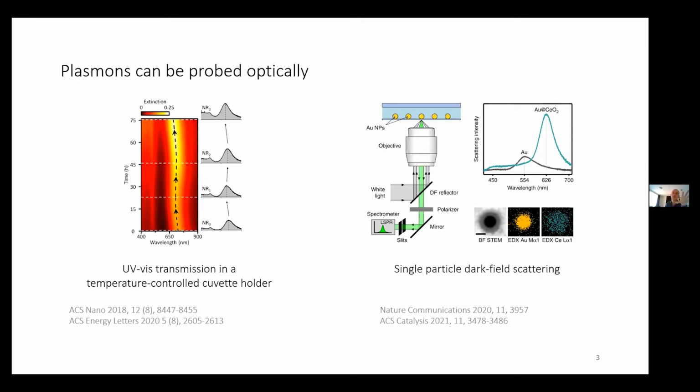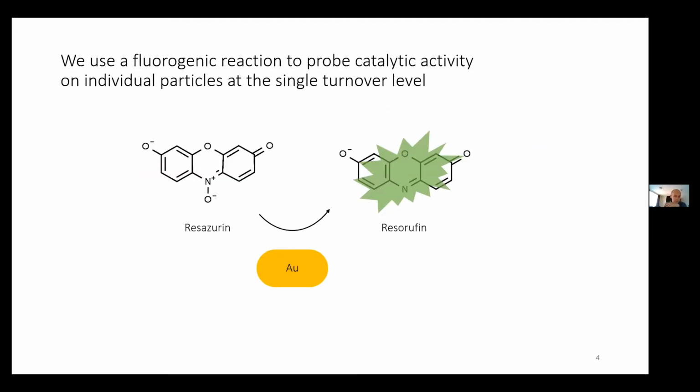So in my case, I do not look at the optical properties of the plasmonic particles, but I look at reaction products. And more specifically, I look at the following chemical reaction. This is a reduction catalyzed by gold from a molecule called resazurin into a molecule called resorufin. What is nice about this chemical reaction is that it turns a molecule that is not fluorescent into a molecule that is fluorescent. So if I allow this reaction to proceed inside a fluorescence microscope, every time a chemical reaction occurs, I should see a burst of fluorescence.